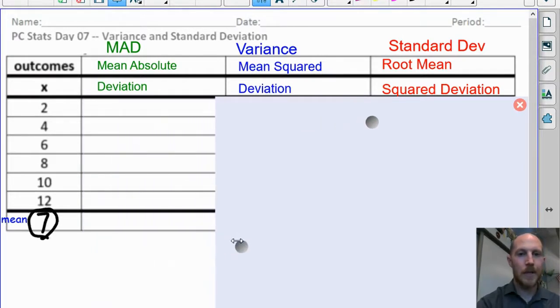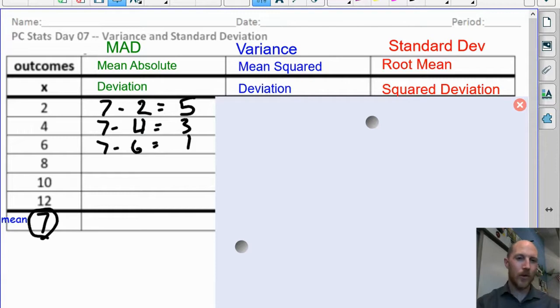Next column, mean absolute deviation. So in this column, we're going to subtract the mean and each of those different outcomes. We'll just do one at a time. So I'm going to subtract 7 minus 2, that's the first outcome, which is 5. I'm going to show my work. You don't have to show your work, otherwise I just want to make it clear for you what's going on. So 7 minus 4, that's 3. 7 minus 6, that's 1.